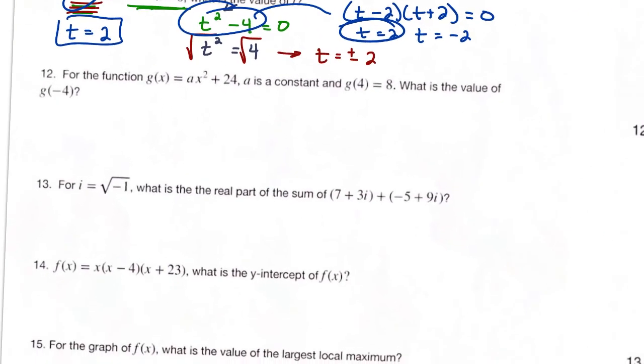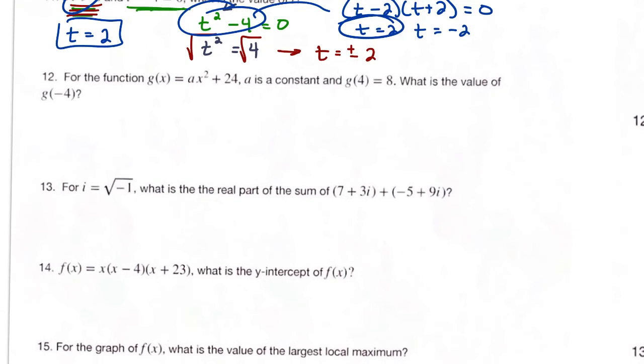Let's look at number 12 here. Function g of x is this. a is a constant and g of 4 is 8. Find what the g of negative 4 is. Well, we did just one like this I said was kind of long. But this one isn't quite as bad, and you'll see why.